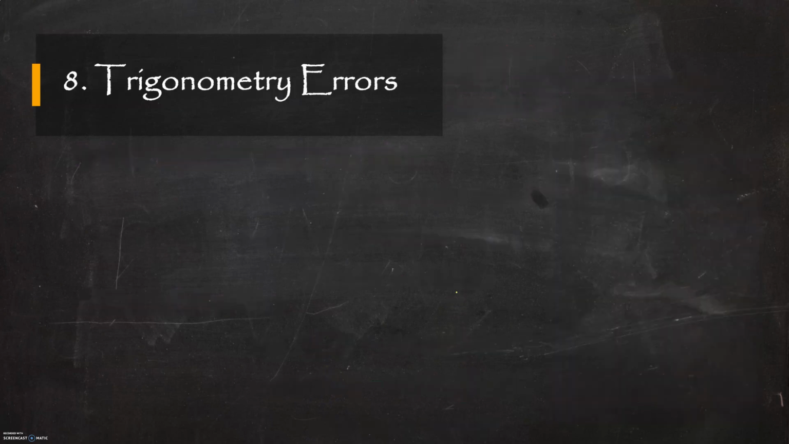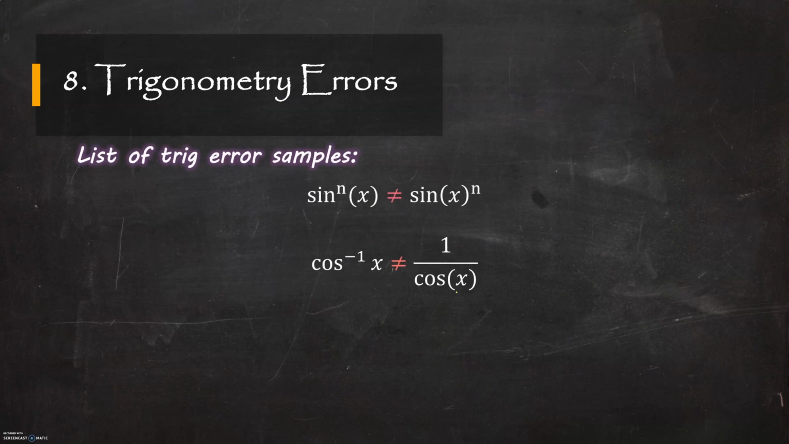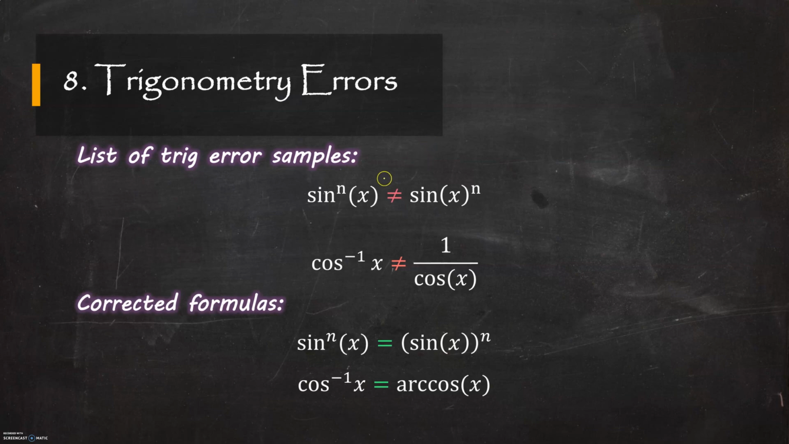And the last one is trigonometry errors. Here is the list of trigonometry errors. So this is more like a notation error, because sometimes they're confusing, right? So let's say here n is not the power of x, it's the power of the whole thing, sine. Okay, and this -1 is not the power of cosine. It's not like that. So this negative stands for the arc cosine, the inverse function.